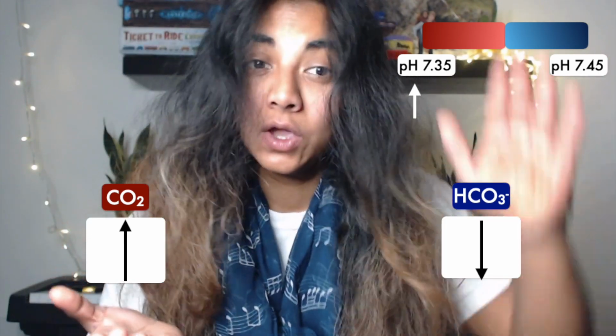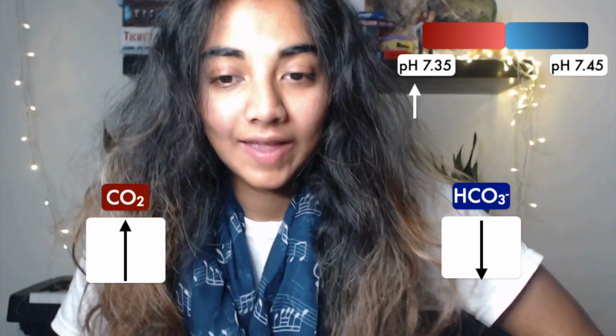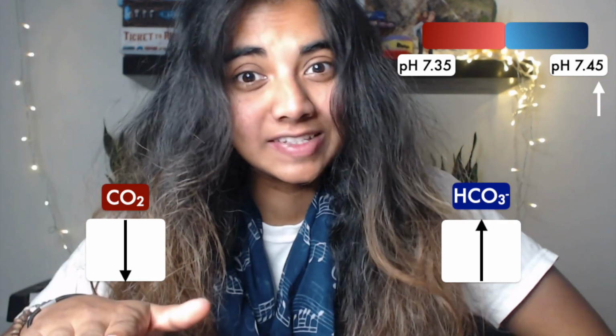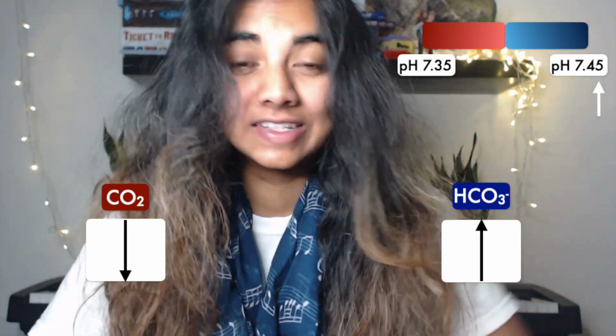Now, if the blood pH is more acidic than normal, this is either due to an increase in the more acidic carbon dioxide or a decrease in the more alkaline bicarbonate ions. However, if the blood pH is more alkaline than normal, this is either due to a decrease in the more acidic carbon dioxide or an increase in the more alkaline bicarbonate ions.